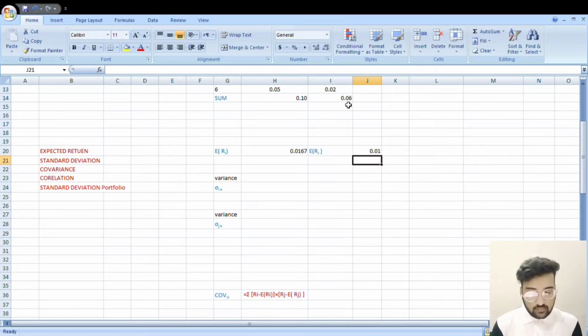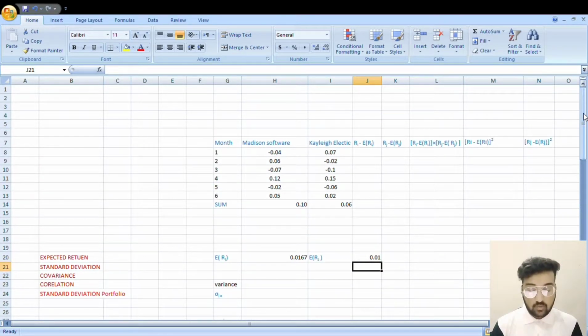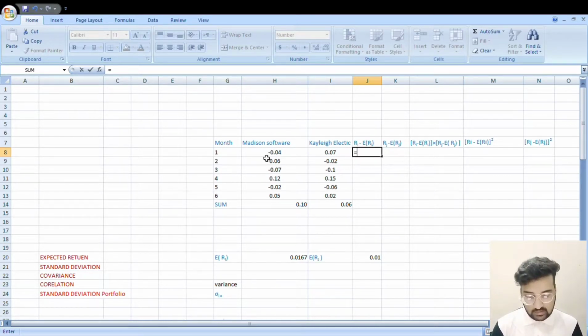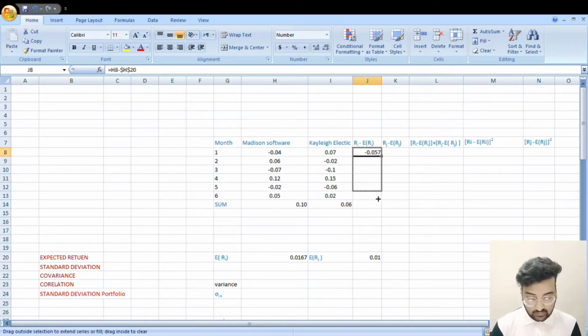Now we have to find the actual minus expected return for both of these companies. To do this step, type equal sign, select the actual return, minus sign, and then select the expected return. Add a dollar sign on both sides of this value to lock the cell. Press enter, and now we get our first value.